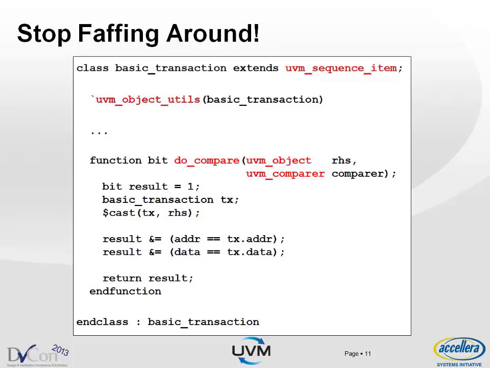So what I would recommend if you're just getting started is just override do_compare and regard it as a simple function: compare two transactions and return yes or no, it matches or it doesn't match. And then you can actually grab back a lot of your life from all the time that you would have spent trawling through the UVM documentation and starting to debug things.